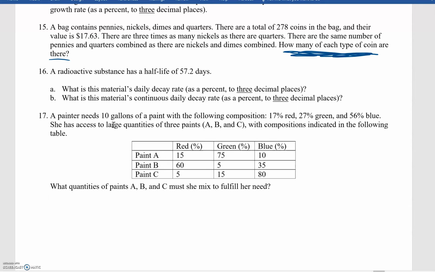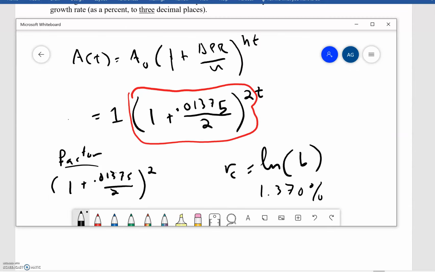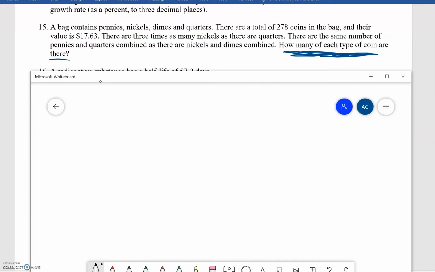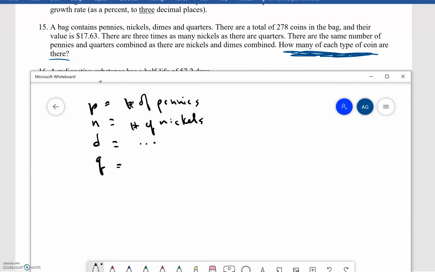So that's going to lead me to define my variables as follows. I'm going to use P, N, D, and Q, and you can probably guess why. So P is the number of pennies, N is the number of nickels, and so on: number of dimes and number of quarters.